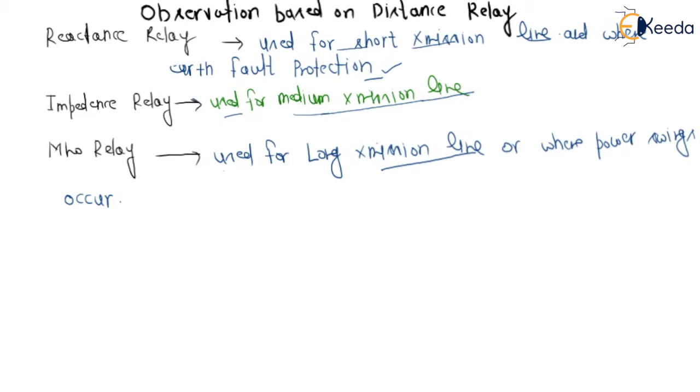Now impedance relay is used for transmission line, basically medium transmission line. And the third one is Mho relay. Mho relay is used for long transmission line or where power swings occur. So now the question comes to our mind: why is reactance relay used for short transmission line or where earth fault occurs, and second, why is Mho relay used for long transmission line or where power swing occurs? We are going to see these two things one by one.